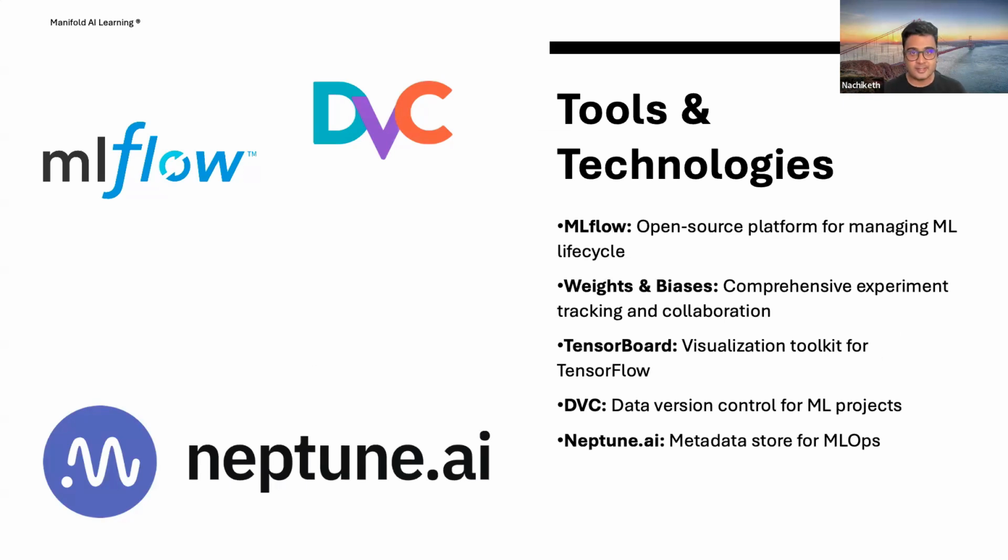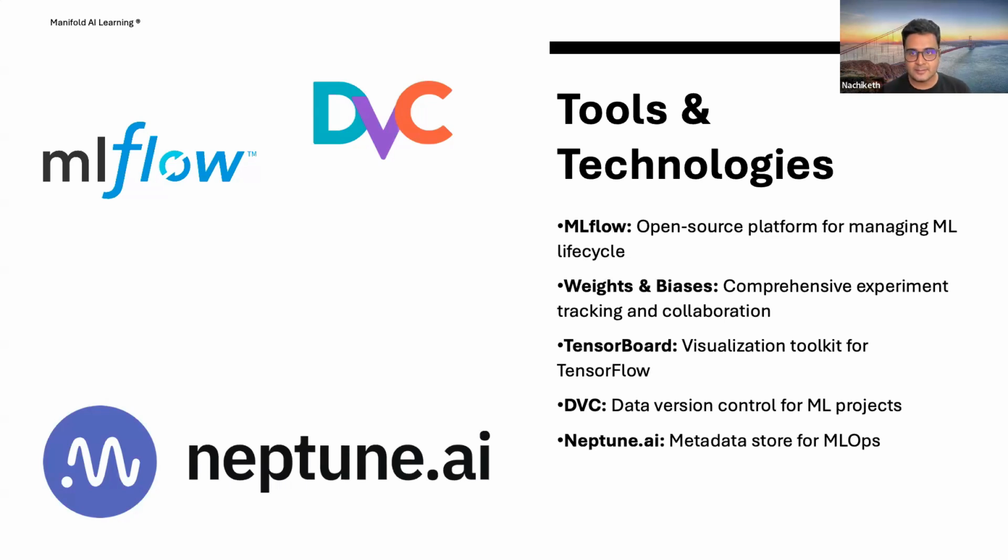The other tools that are very common these days are Weights and Biases, which is another tracking and collaboration tool, and TensorBoard, which is a visualization toolkit. To talk specifically about data, we have DVC, and we also have Neptune.ai and Comet ML. These are the various tools and technologies that enable us to track the experiments in an efficient manner.